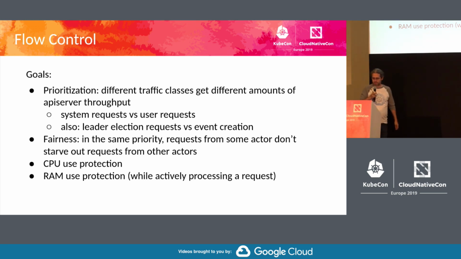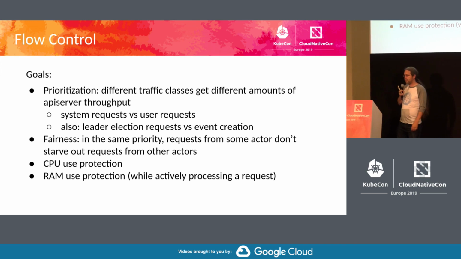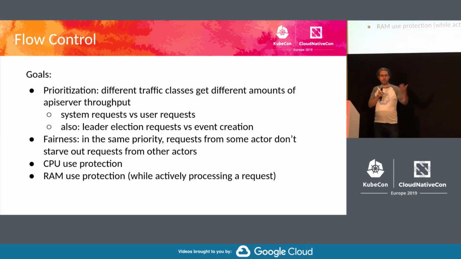So we have a few goals with this effort. Prioritization. Some requests are more important than others, and we want to make sure that those get more of the throughput. Two examples: system requests might be more important than user requests, but even within system requests, some requests are more important than others. Like leader election is more important than adding a random event, right?